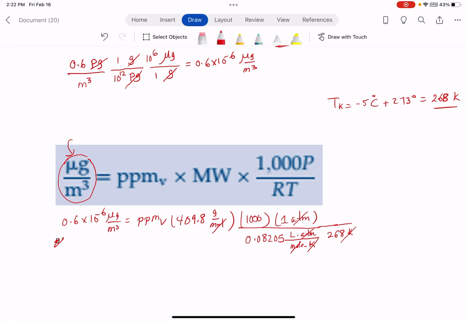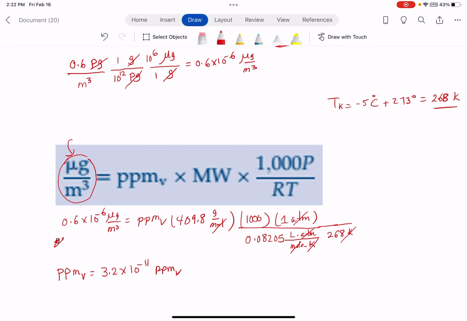Okay, so now you could find the part per million by volume, and this is 268. So the concentration in part per million by volume, try to rearrange all the numbers together. You will end with 3.2 times 10 to the minus 11, and that is the concentration in ppm by volume. That's for chlordane.